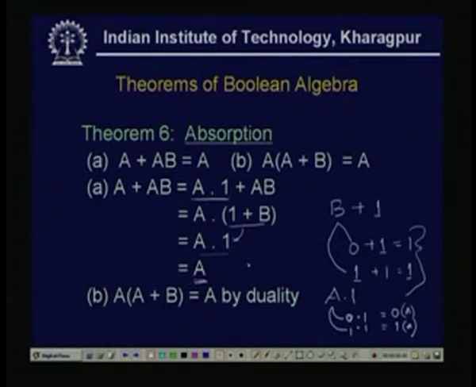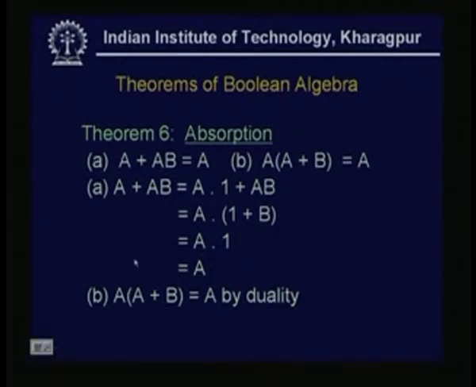Now, for the B part to be proved, if we replace the plus by dot and the dot by plus, that means by the duality principle, if we exchange the dot by plus and the plus by dot, then we will be getting the same result. So, these are my 6 theorems of Boolean algebra.